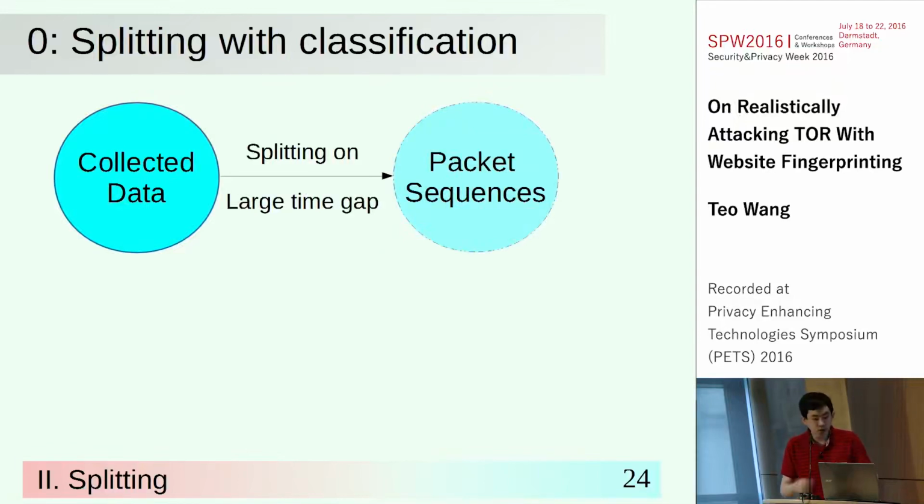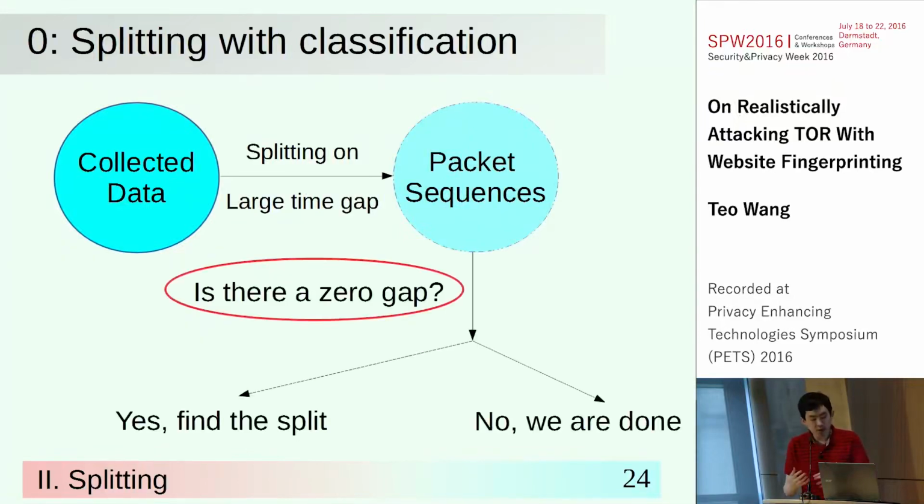We have some collected data, we do some splitting on large time gaps, we have some packet sequences, and we try to split them some more because the large time gap approach isn't going to deal with zero time gaps. So there are actually two classification problems here. Is there a zero gap? And if so, find the split. Those are both kind of difficult.